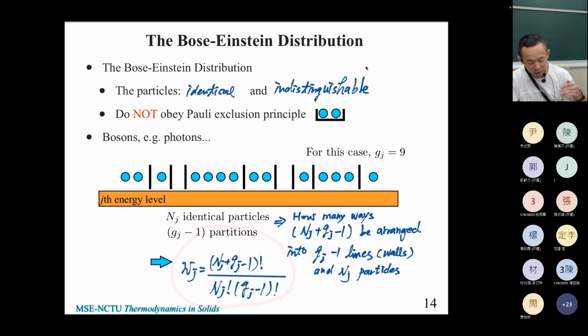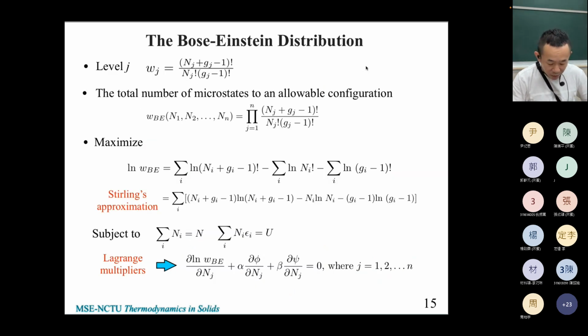WJ equals this. Okay, for one level there will be this many arrangements. Next level J equals this, and then we multiply all together. So we have WBE, the Bose-Einstein thermodynamic probability, as a multiplication of these. Okay, of course, again, we are going to maximize natural log WBE. Okay, and we do exactly the same thing. Exactly the same thing, right?